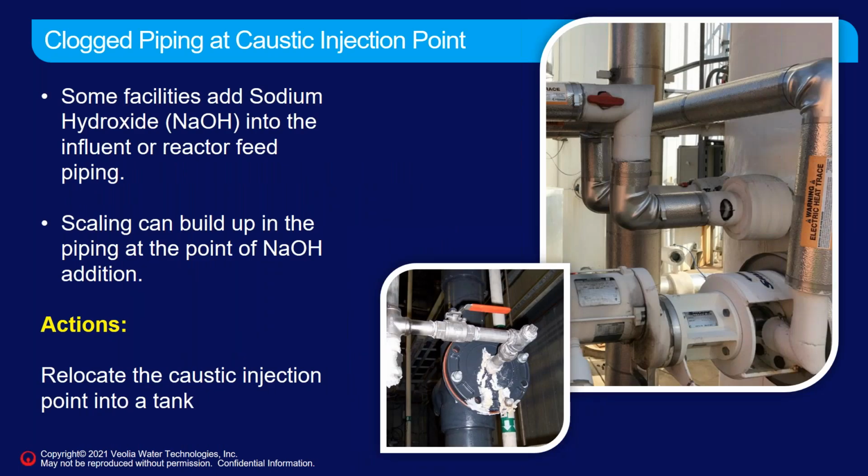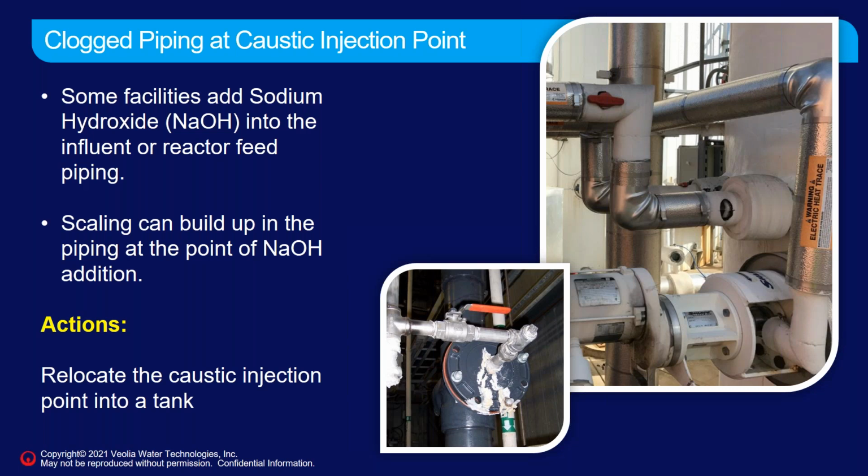Okay, caustic injection. So some of our older facilities have inline pH injection into the reactor feed piping, and usually it's caustic. This works in some places and sometimes it doesn't work, or it doesn't work over time. So you can get local fouling and scaling at that injection point from the caustic addition.